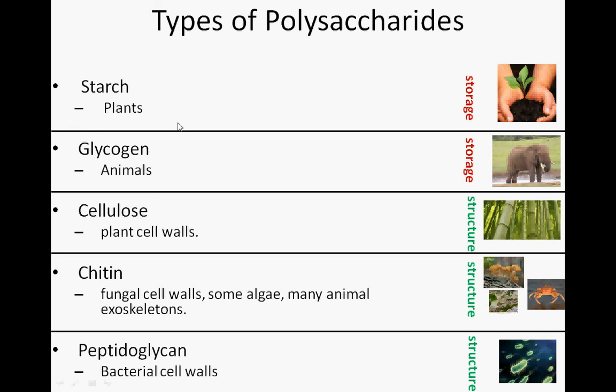Starch is made by plants, glycogen is made by animals, and you can see both of these I've marked as storage carbohydrates. The other 3, cellulose made by plants, peptidoglycan made by bacteria, and chitin made by fungi, some animals for their exoskeleton, and even some algae, are also structural. I bet this is kind of fun to think about, that the entire exoskeleton that holds a crab together is actually made of a sugar.